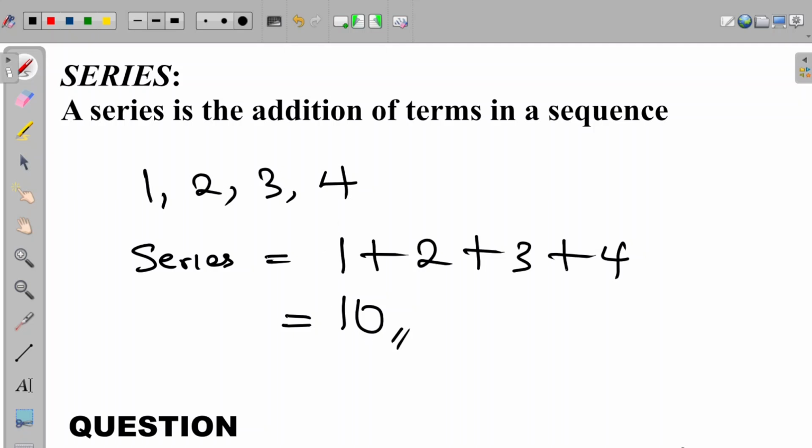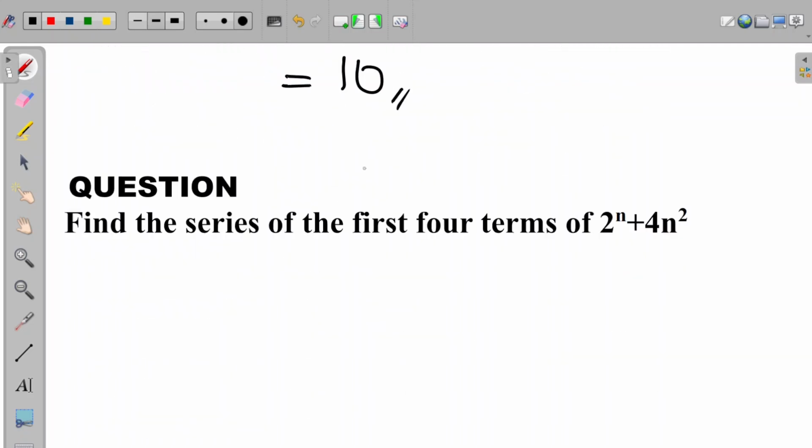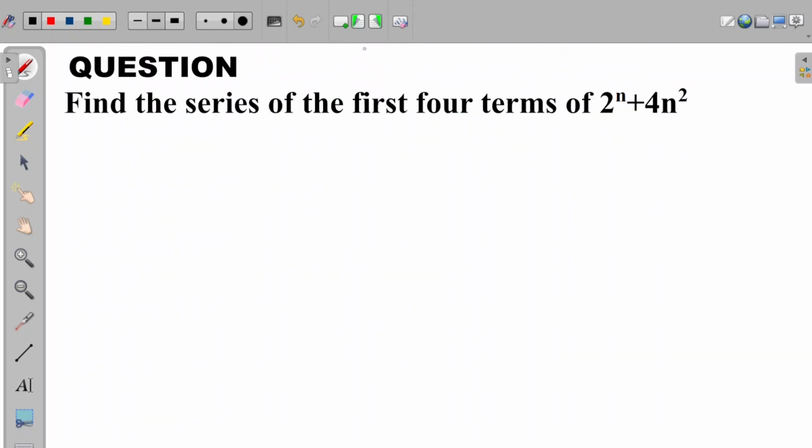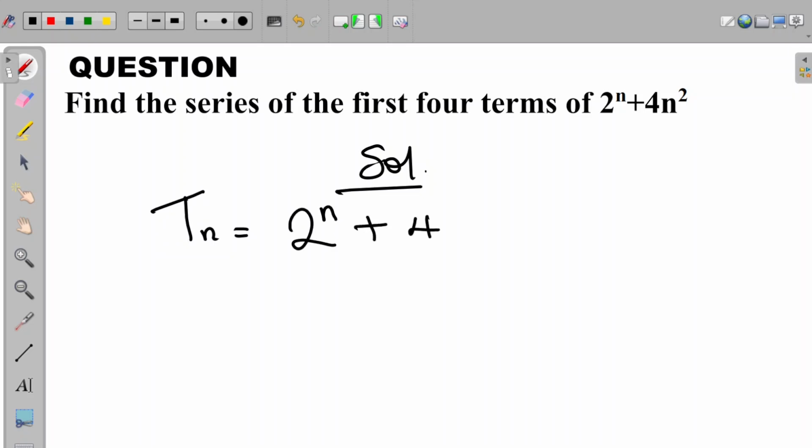Now we have a question given to us. So we have to find the series of the first 4 terms of 2 to the power of n plus 4 multiplied by n squared. So knowing that a series is obtained by adding the values of the sequence, the nth term of the sequence given to us is 2 to the power of n plus 4 multiplied by n squared.